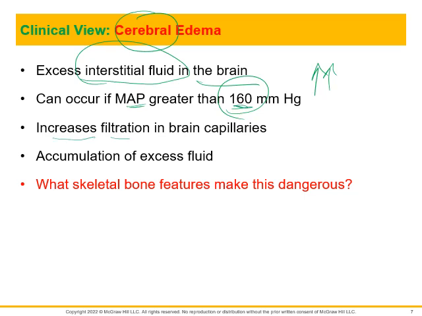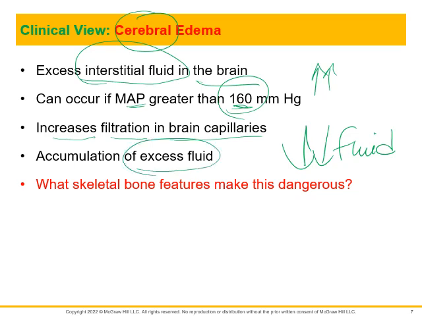This is going to increase the filtration in the brain capillaries. We're going to be pushing tons and tons of fluid on the arterial side into the interstitial fluid and then into the tissue. So we have this excess accumulation of fluid. I'm asking this question to bring back 201 topics.